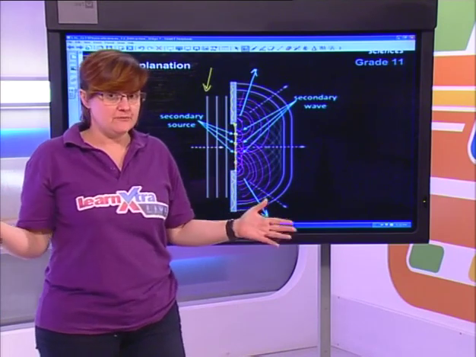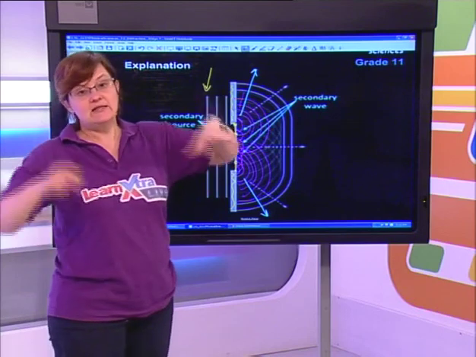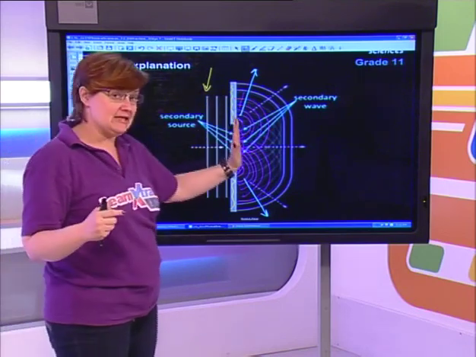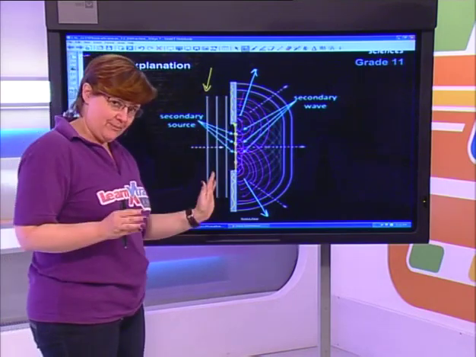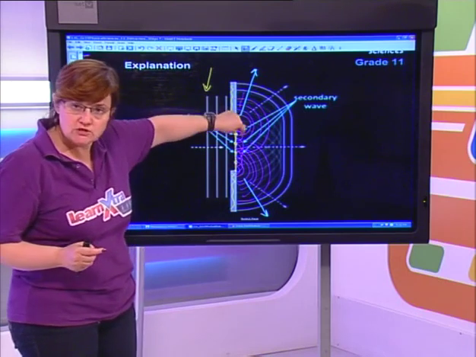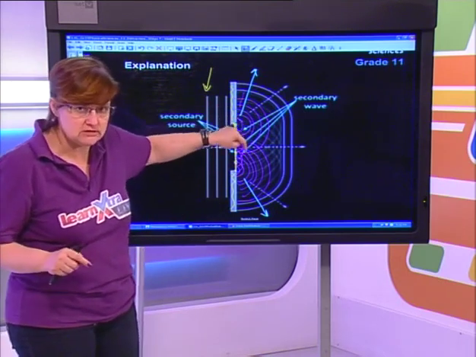So that's exactly what happens with light. Whether it's a thin light, thick light, whatever it is, when it gets to a barrier like this, it can bend around the barrier because of the new sources, which is why Huygens' principle is so important to us.